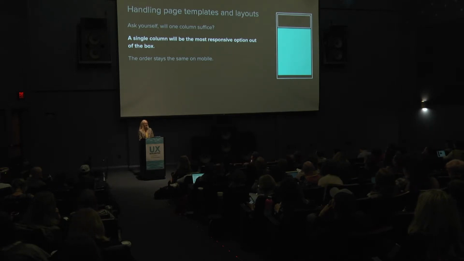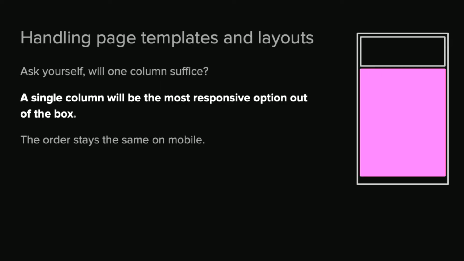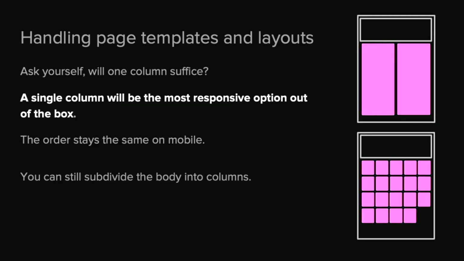And this brings us to the next point, which is, do you really need more than one column at all? A single column page will be the most responsive option out of the box, so that means there's no left or right column, just the body, and therefore you don't really have to determine where that right column stacks in, or how you handle the refiners. But within the body of a single column page, you can still choose to divide the content into 2 columns for readability, or you may include grids of content, such as 4 rows of 5 image tiles across the page.